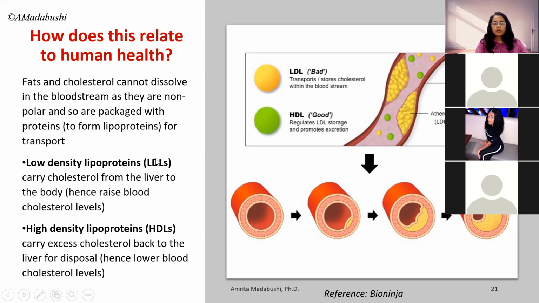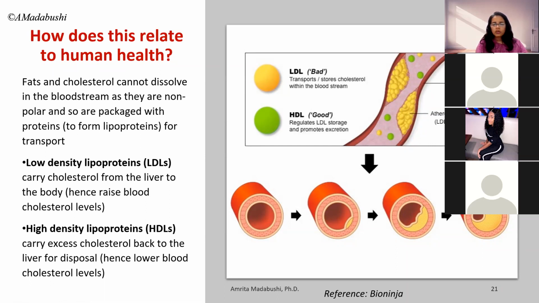So what do low density lipoproteins do? You can see the correlation here. The fats are packaged with proteins to form lipoproteins. If it's a low density lipoprotein, it carries the cholesterol from the liver to the body, so it raises the blood cholesterol level. High density one carries the cholesterol back to the liver for disposal.